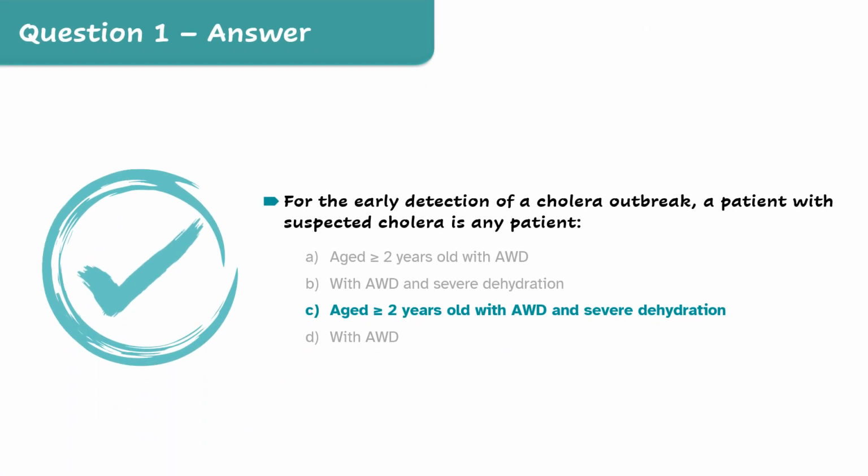The correct answer is C. When surveillance is for early detection, criteria on age and dehydration level apply to identify patients with suspected cholera. Patients with suspected cholera are those aged 2 years old or older with AWD and severe dehydration.